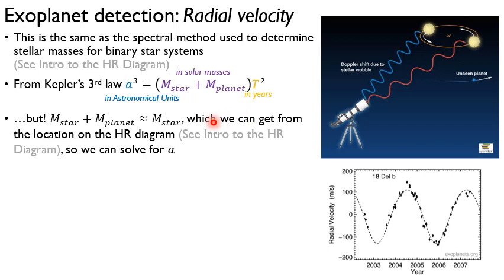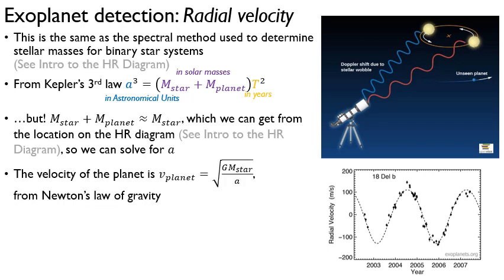Now, the mass of the star we can get from the location on the Hertzsprung-Russell diagram, as we've talked about in the past. So from this, we can solve for that orbital separation. Okay, so we can directly figure out the orbital separation of the planet from the star, which is pretty cool. But we can go further. We can use Newton's law of gravity to figure out what the velocity of the planet is. And we don't need to worry about how you solve this equation. It's relatively straightforward, and if you take Physics 2001, you can do it.